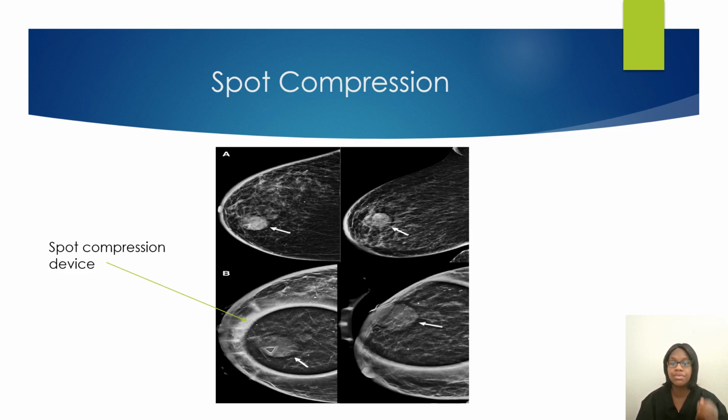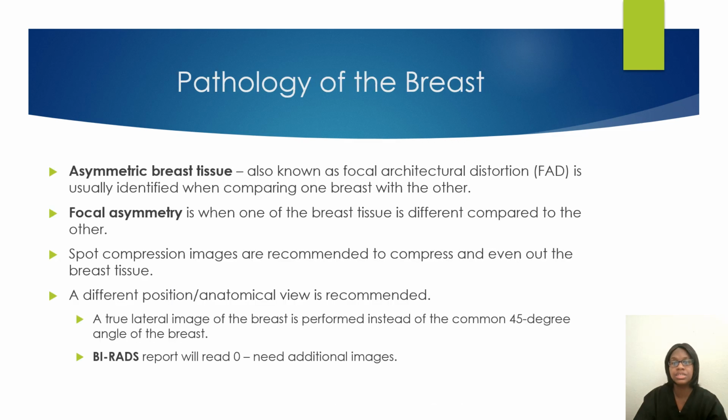I have the green arrow pointing to a spot compression device, and the white arrow pointing to the actual lesion. And then you have your asymmetric breast tissue. This is also known as focal distortion, and it's usually identified when comparing one breast to the other. For focal asymmetry, one breast's tissue is different compared to the other. That's why we have the patient come back as a diagnostic mammogram patient, and we perform those spot compressions to see if it will compress and even out the breast tissue.